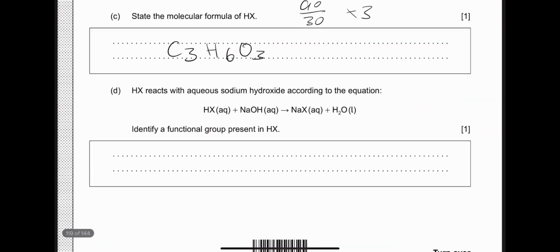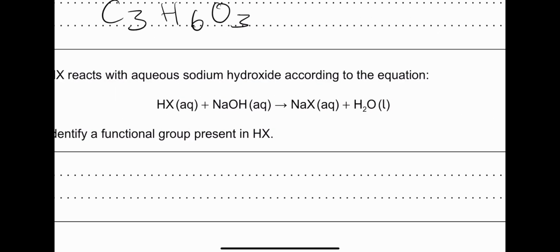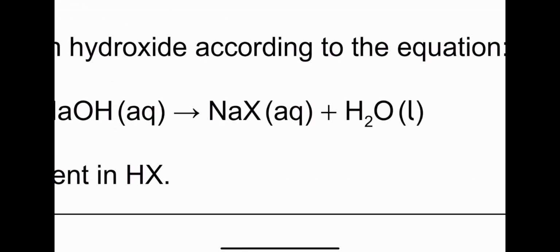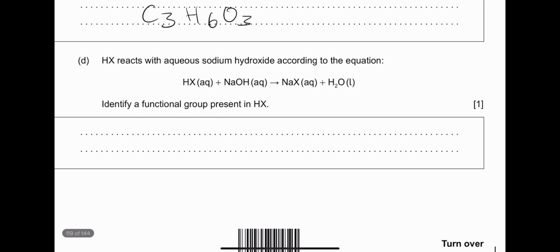HX reacts with the aqueous sodium hydroxide according to the equation HX plus NaOH gives NaX plus H2O. Identify a functional group present in HX. Just based on this reaction, we can see that it is reacting with a base to form NaX, which is a salt, and water. So we know that the functional group is going to be an acidic group, and that functional group is a carboxyl group, otherwise known as COOH.